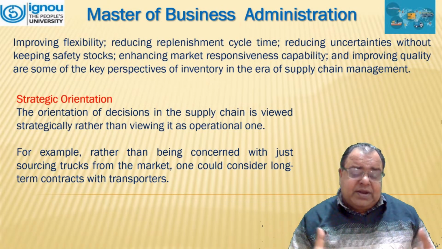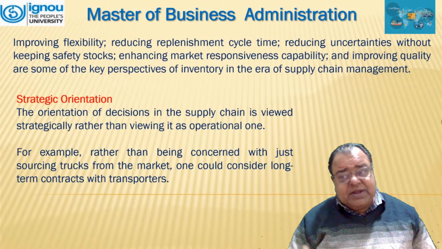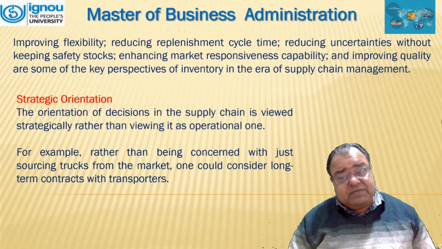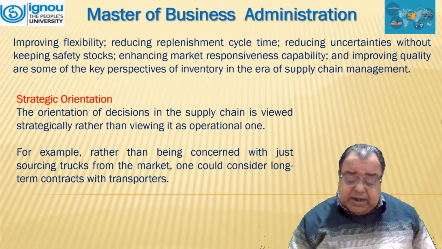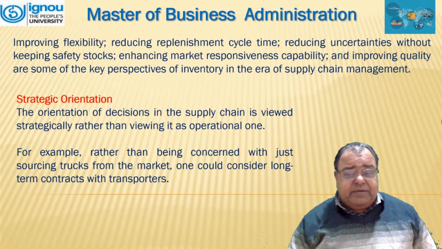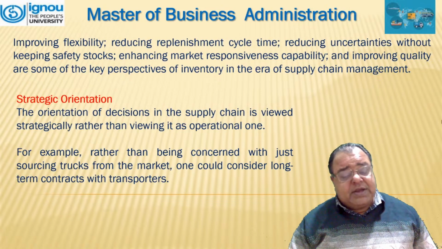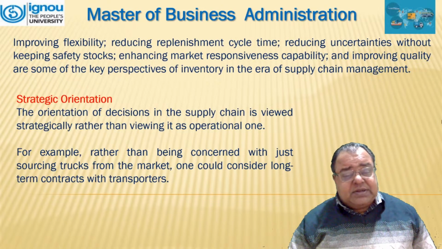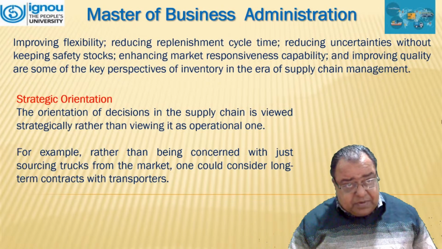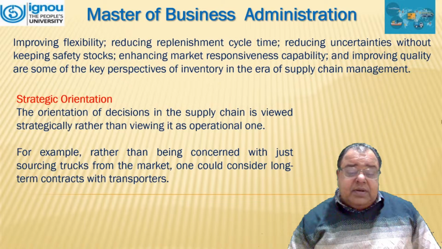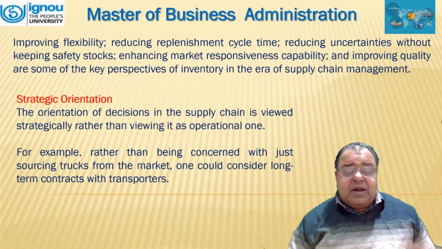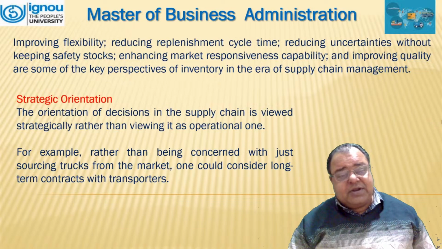Improving flexibility, reducing replenishment cycle time, reducing uncertainties without keeping safety stocks, enhancing market responsiveness capability, and improving quality are some of the key perspectives of inventory in the era of supply chain management. Then comes your strategic orientation. The orientation of decisions in the supply chain is viewed strategically rather than as an operation. For example, rather than being concerned with just sourcing trucks from the market, one could consider long term contracts with the transporters.